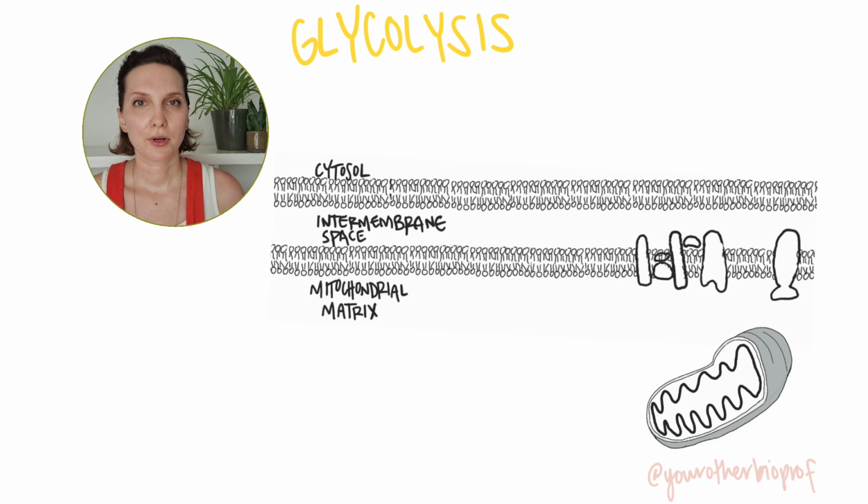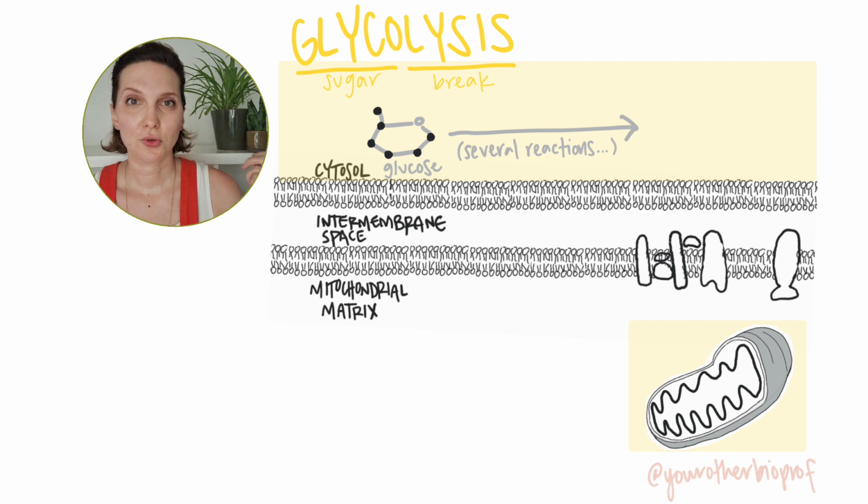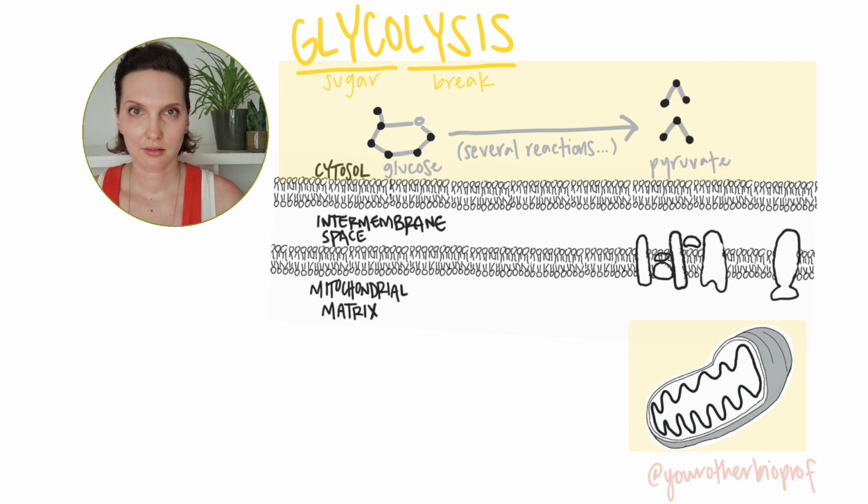So let's take a look at glycolysis. This is a process that happens in the cytoplasm, and it's the part of this process that prokaryotes can do as well. Glycolysis, literally sugar breaking. We're going to take our starting material, a 6-carbon sugar, and we're going to break it into 2 3-carbon molecules of something called pyruvate. This process is also going to generate a little bit of ATP.